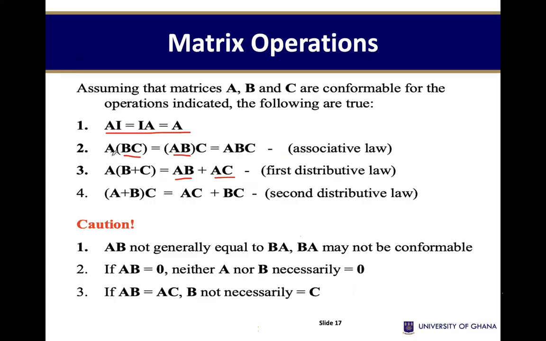And then if AB is equal to 0, we are not always saying that A should be 0 and B should also be 0. And lastly, if AB is equal to AC, B will not necessarily be the same as C.